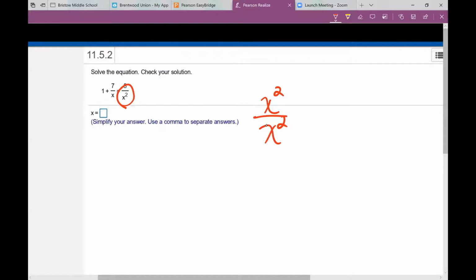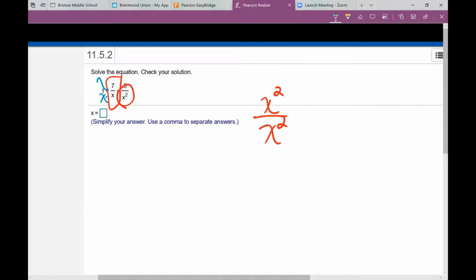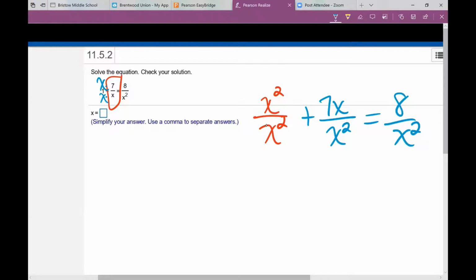To get my second fraction equal to x squared, I'm going to have to multiply the top and the bottom by x to get an x squared. So that would give me 7x on the top, and that would get me x squared on the bottom. And on the right side of my problem, I have an 8x squared, and I don't need to worry about that because it already has an x squared. So there's my new problem.